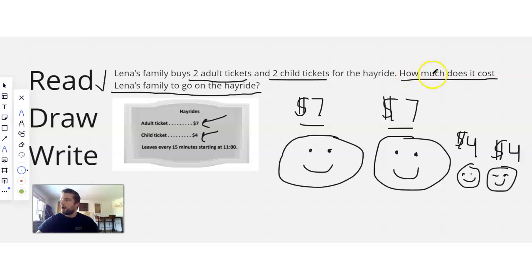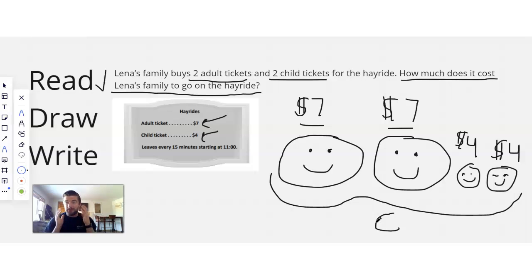And remember, our question is, how much does it cost Lena's family to go on the hayride? So here's where the letter as an unknown number is going to come in. I'm going to do a big sweeping loop here, and I'm going to write the letter C. And in this case, the letter C is going to represent the cost to Lena's family. So all I'm doing is basically taking the number that I want to find and putting a letter on it to represent an unknown number, a number that I don't know yet. So now we have 7, 7, 4, and 4 all together equals C.